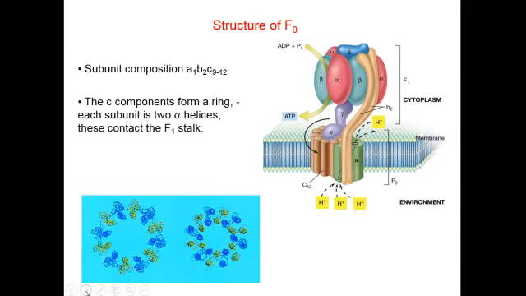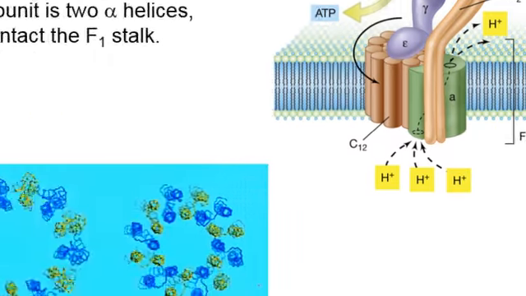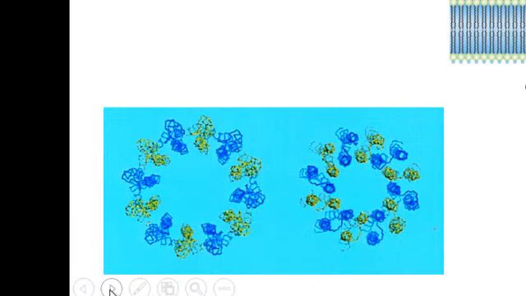If we look at the F0 region, so this is the region that goes through the membrane, this has a complicated subunit composition as well. This is made up of A, B, and C subunits, and I want you to look at the C subunits. These form a ring structure in the membrane, and in fact if we look at the figure below, you can see how each of the C subunits, and they can vary in number, there can be between 9 or 12 of these C subunits, it just depends on species, but each one of these C subunits is composed of 2 alpha helices going through the membrane.